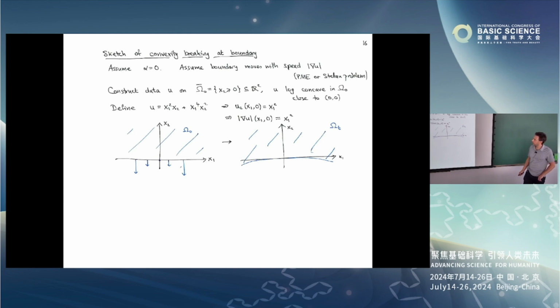And then one has to check that this particular solution is log concave near the origin. That's the first thing one has to do. And the second thing is you have to redefine it away from the origin, and you have to be able to do this in a convex set u naught, not in the upper half plane. But that's the basic idea.